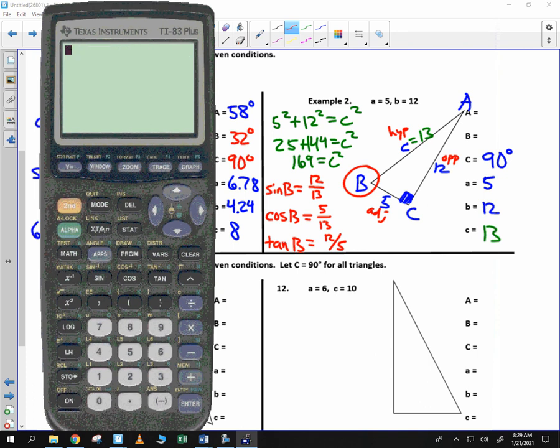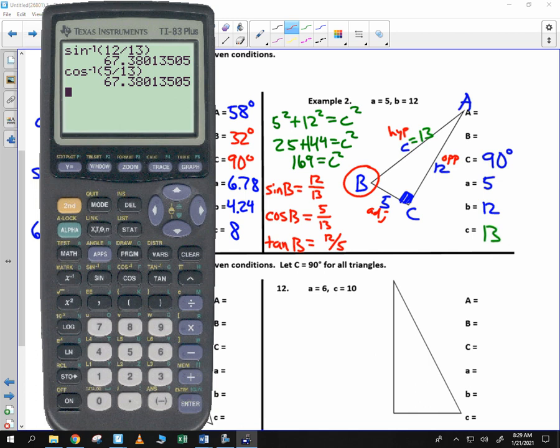Again, as you're solving for an angle, you don't press sine, you press second sine. So second sine of 12 divided by 13, notice that you do get 67.38. If you were to do second cosine of 5 divided by 13, you can see you also get 67.38. And if you did inverse tangent of 12 divided by 5, you should get 67.38 again, and you do. So angle B is 67.38. They must all add to 180. So 180 minus 90 minus 67.38, you do get 22.62 degrees.